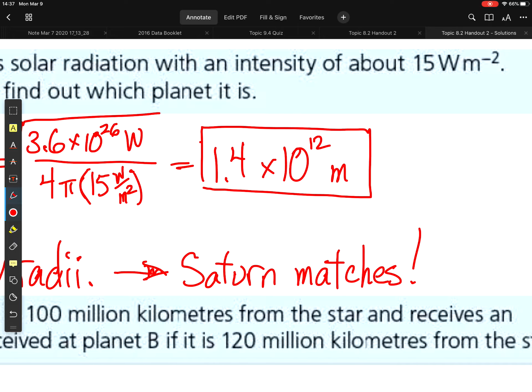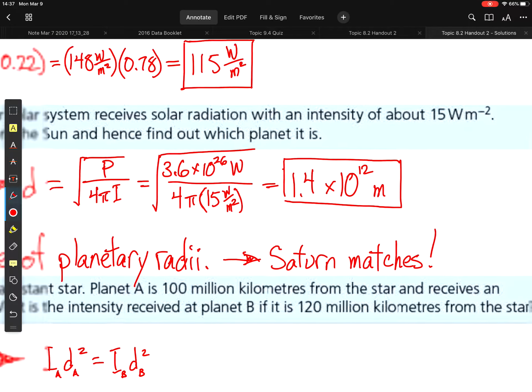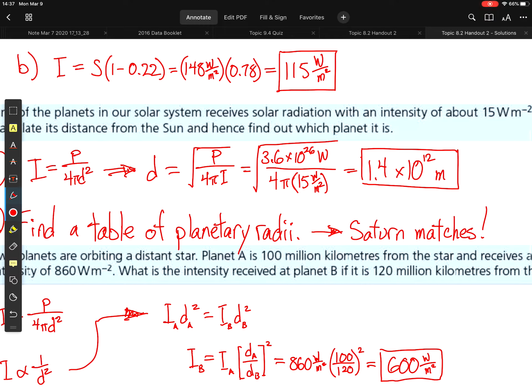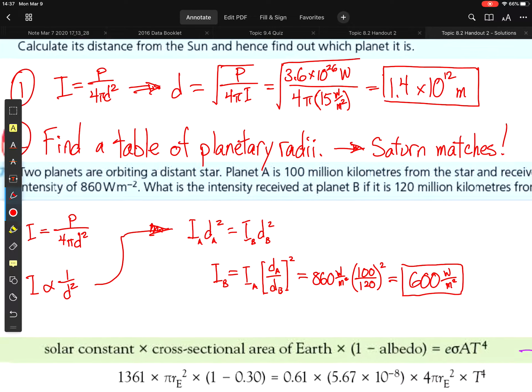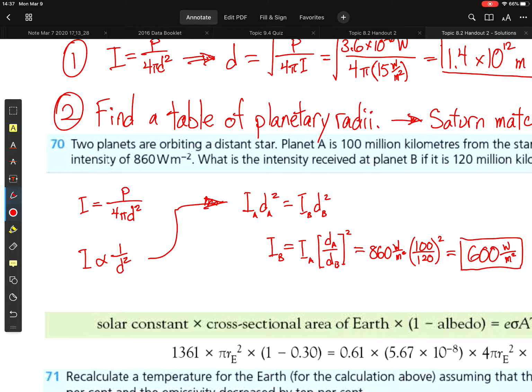So Saturn matches this particular radius. If you have any questions about what I did, please don't hesitate to ask. I'm happy to share my work.